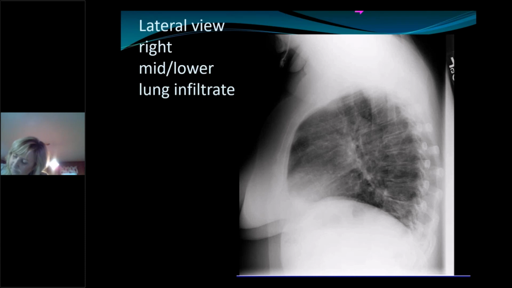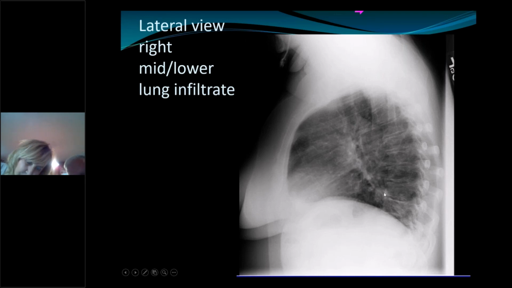And when we look at it on the lateral view, first of all, the cardiac silhouette's a little hard to see, but I would say it's probably right in this zip code here. So if that's the cardiac silhouette, what's this big thing? Retrocardiac.